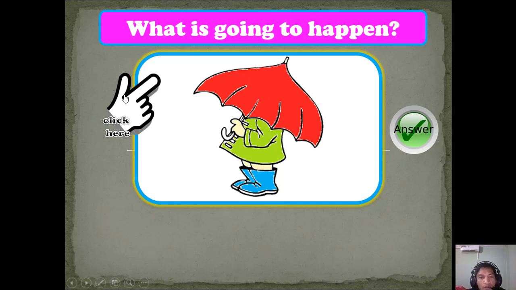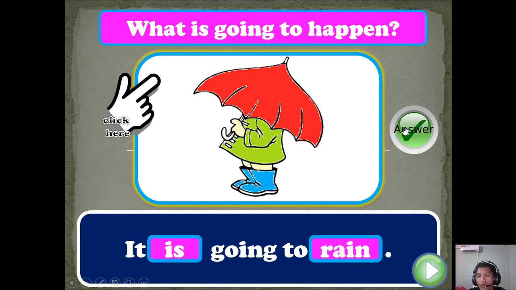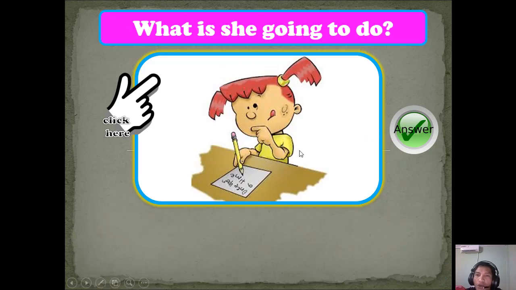Okay. It's going to rain. Okay. What is she going to do?